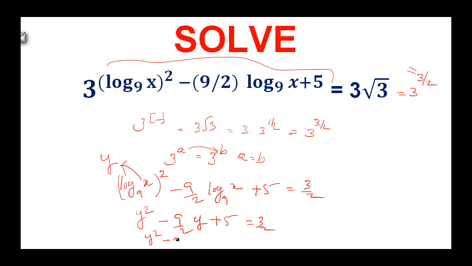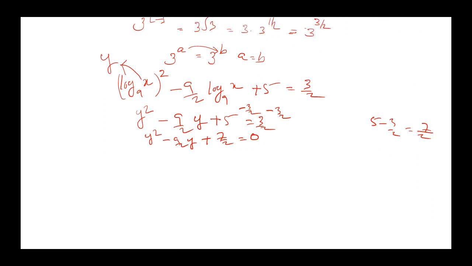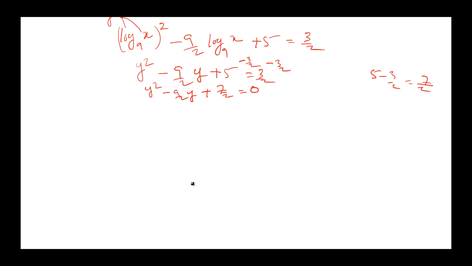Then we get y square minus 9 by 2 y, and once you subtract 3 by 2 from 5, you get 10 minus 3, 7 by 2. So you get 7 by 2 equal to 0. Now either this can be solved using the standard quadratic formula, that is minus b plus or minus root of b square minus 4ac by 2a. Either that formula you can directly use, or you can factorize it. You can see whether it can be factorized.